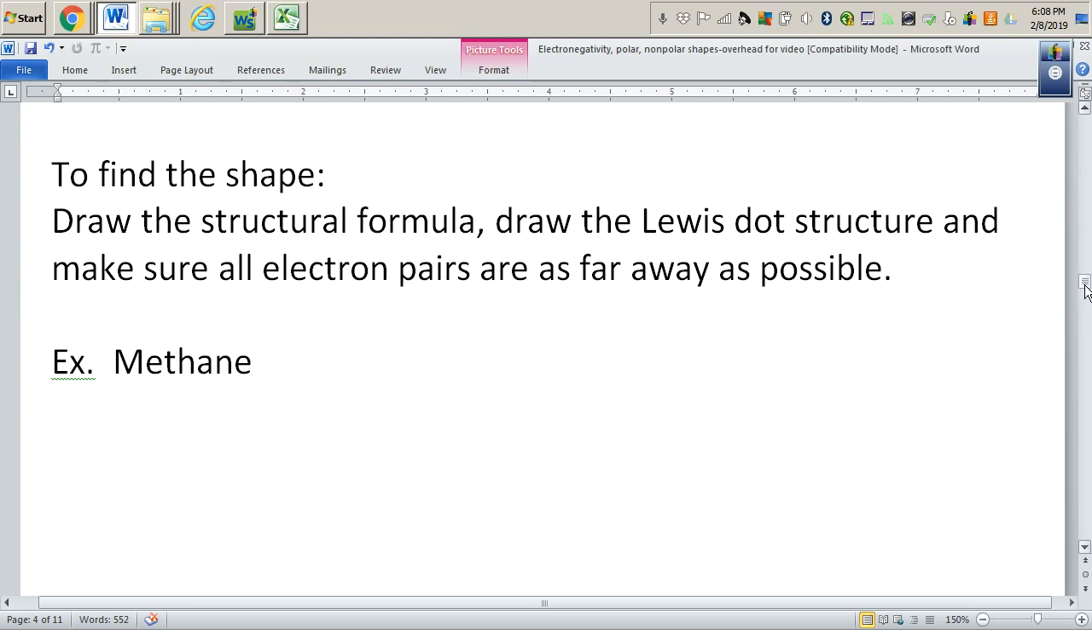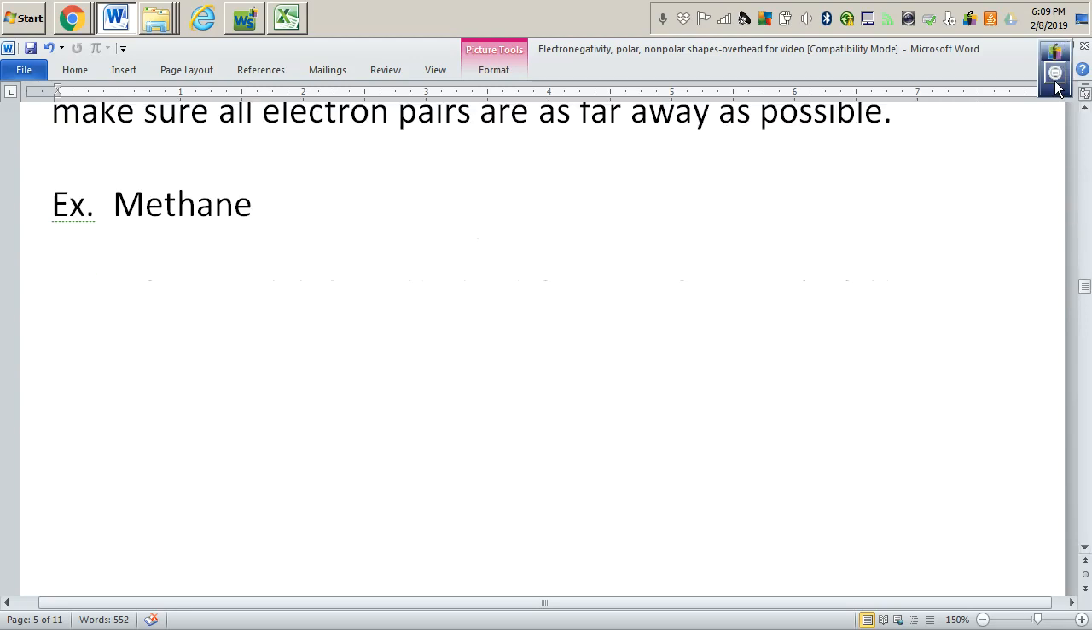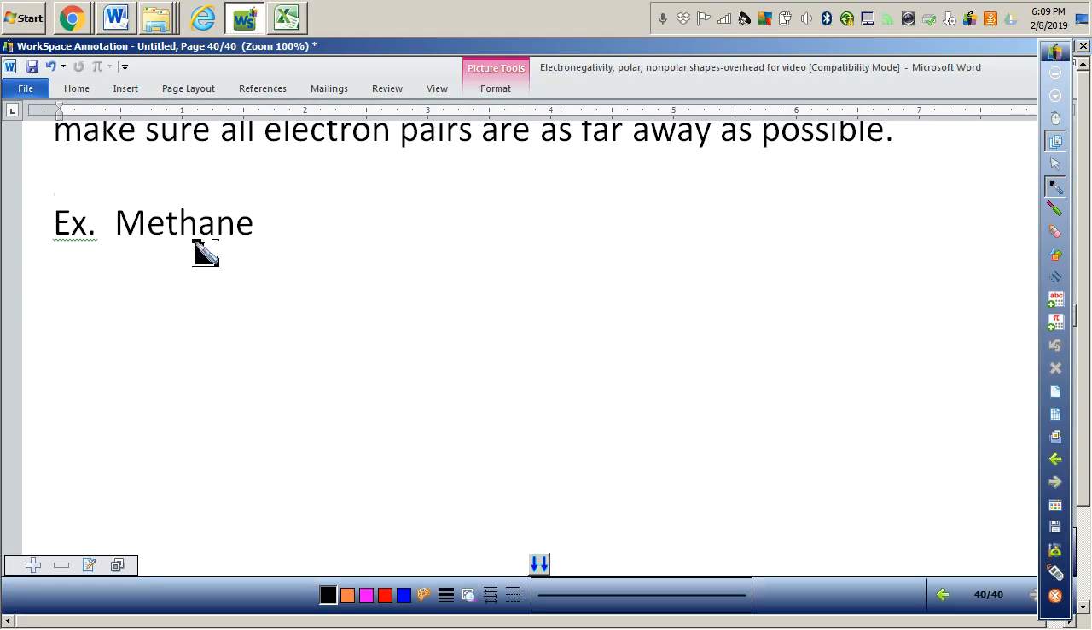Okay, so you're taking a test or a quiz, and you need to figure out the shape. The first thing you want to do is draw your molecule, showing all the electron pairs as far apart as possible. So if we draw methane, remember that's what I made the bubbles out of that I lit my hands on fire with. So when I lit my hands on fire, I was burning methane. Methane is CH4, and that's what you burn, obviously, when you burn something with your Bunsen burner. So that's what comes out of the Bunsen burners.